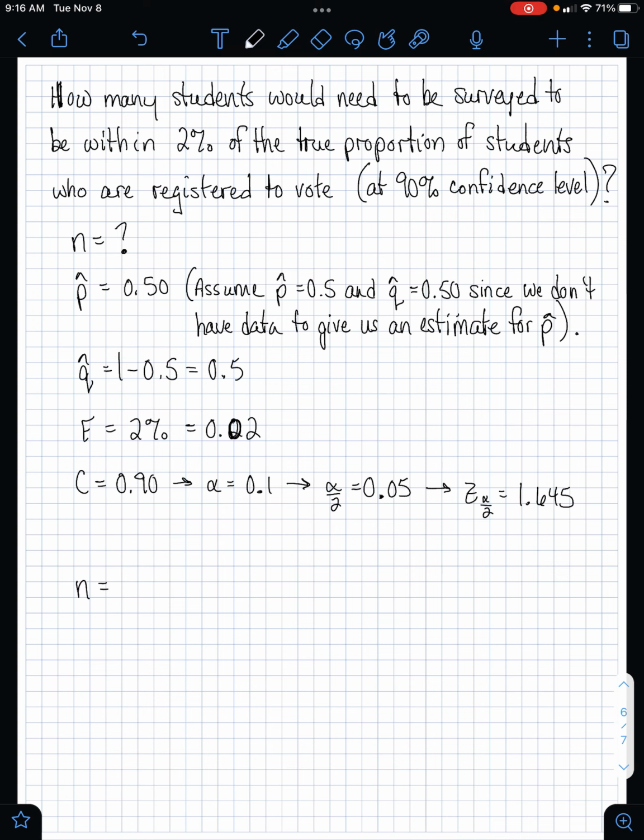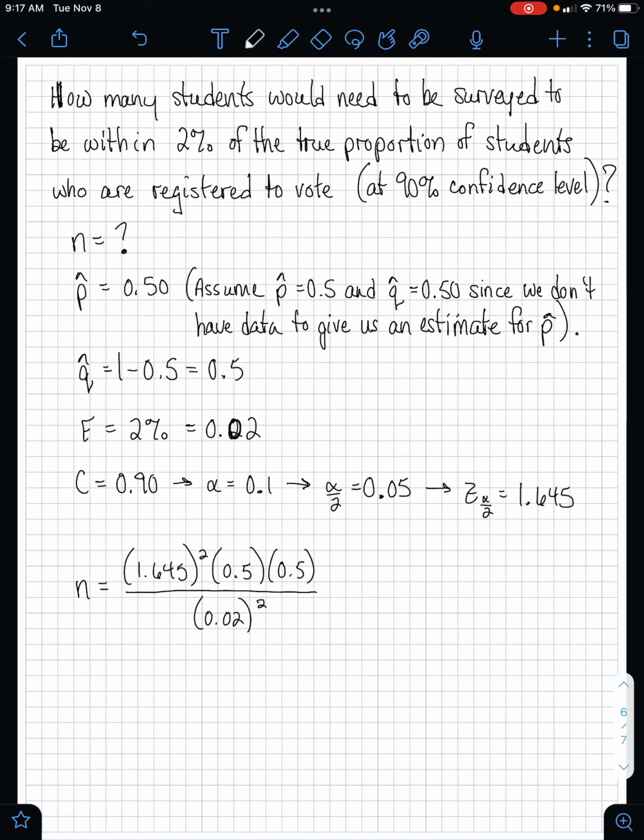So n is going to be equal to 1.645 squared times 0.5 for p hat times 0.5 for q hat over 0.02 for E squared. Now, before I actually complete the calculation here, I want to explain why we're going to assume p hat to be 0.5. That's a bold assumption. We have absolutely no idea what p hat could be.